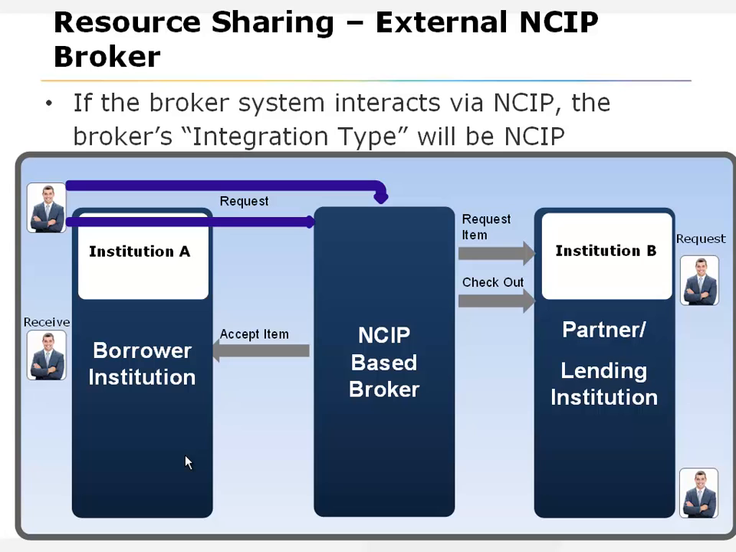Alma will now be able to reflect on the borrowing side the fact that there is a request or an item that has been received for fulfilling a request. So now both the broker system and Alma reflect the same fact. An item has been received for the purpose of fulfilling a specific borrowing request.